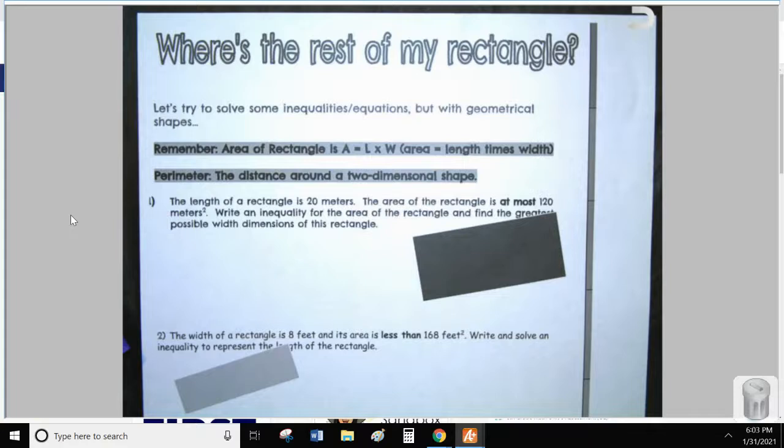Welcome back to Jackson Square. Today we'll be looking at Teach 6.10a, the last thing I need to teach you before your test tomorrow. We are looking at solving one-step, one-variable inequalities that have to do with geometric shapes or objects. Remember, area of a rectangle is length times width, and perimeter is the distance around a two-dimensional shape.